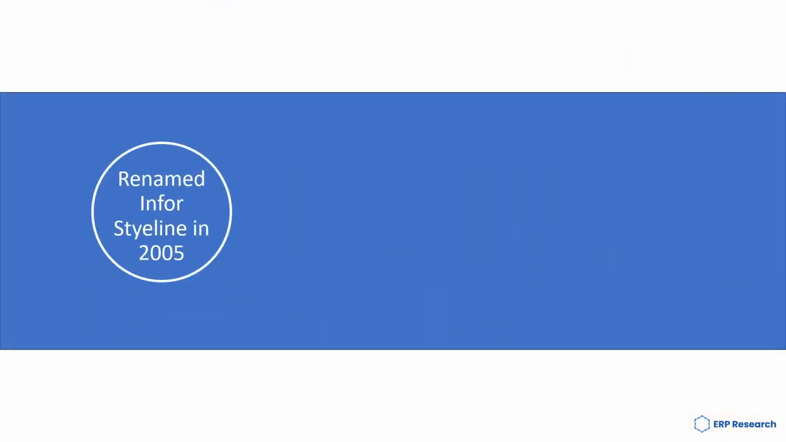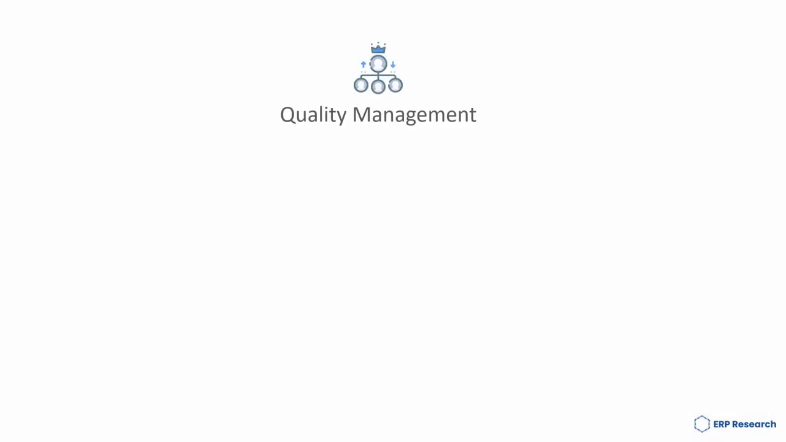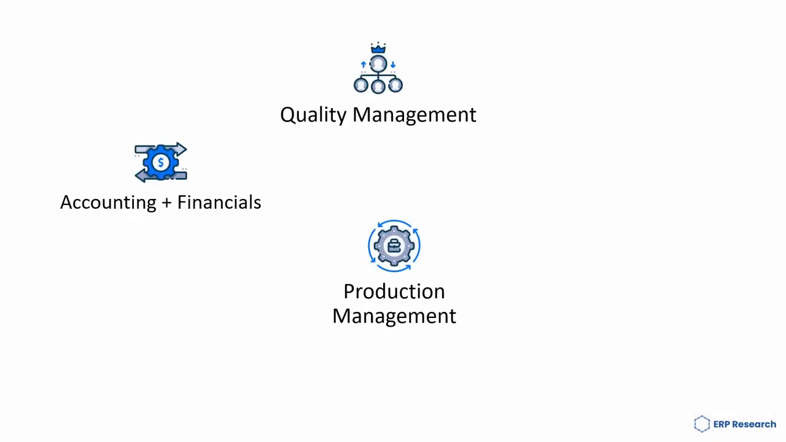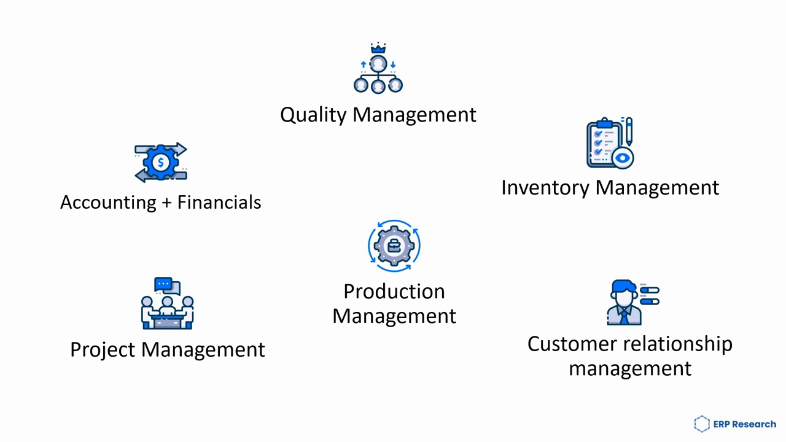Renamed Infor Syteline in 2005, and deployed in over 100 countries, Syteline comes in 17 plus languages. Functionality includes quality management, accounting and financials, production management, inventory management, project management, and customer relationship management.